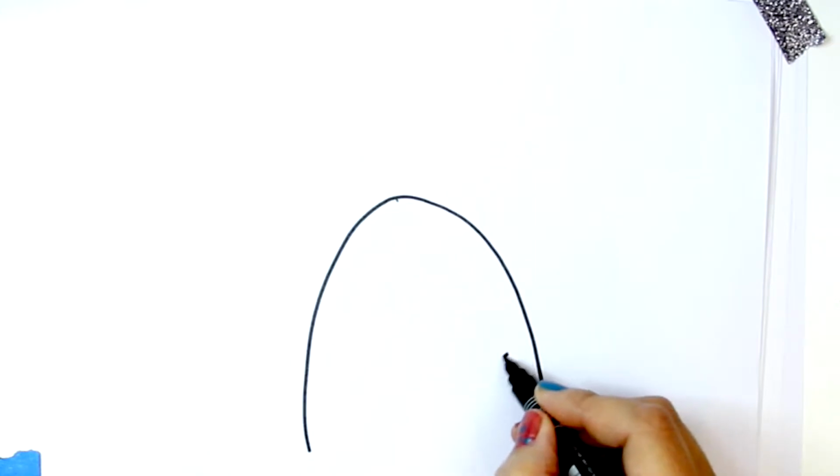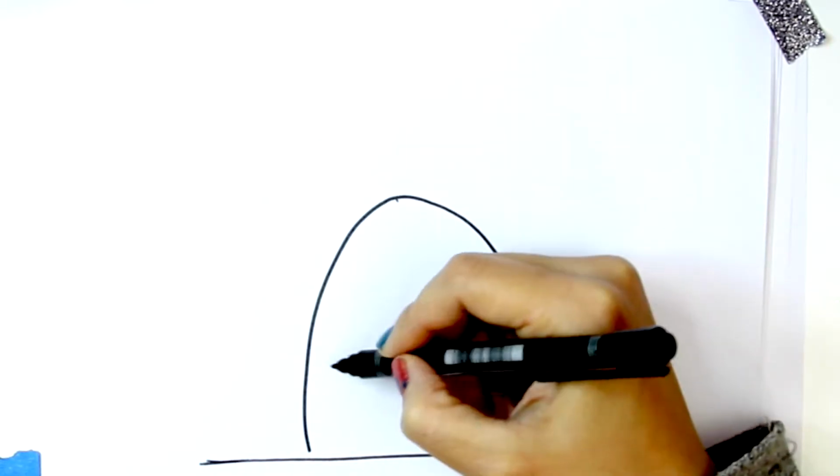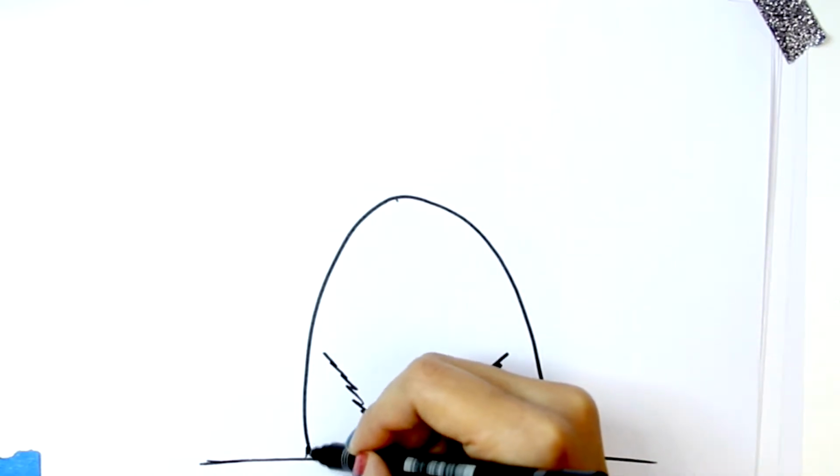Then we're gonna do a zigzag line. And then let's do a line from that to that point. Let's do it from here to here, and let me continue my zigzag line, and we do another one on the other side just like this.